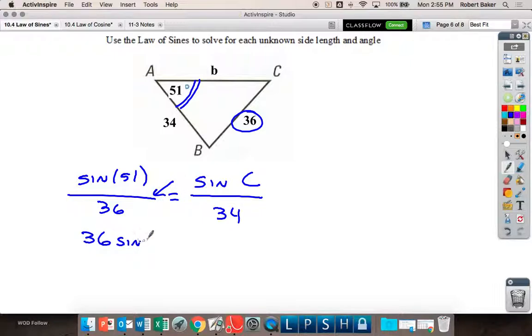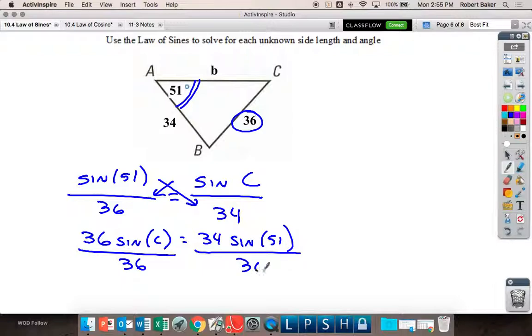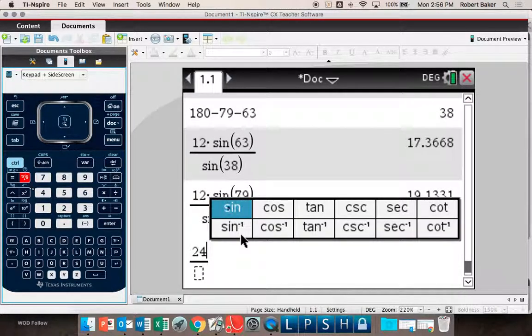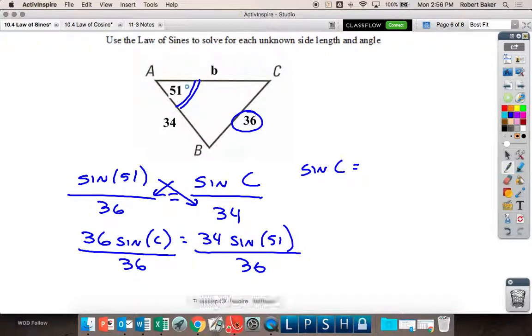So we still do the same thing. 36 sine C equals 34 sine 51. What do we divide by? 36. So the sine of C is equal to this monster. So I'll type that in. 34 sine 51.